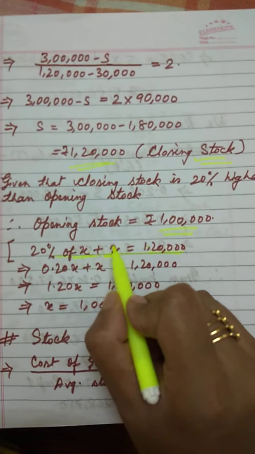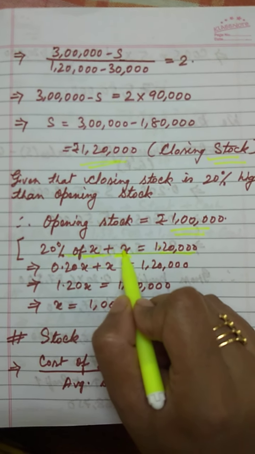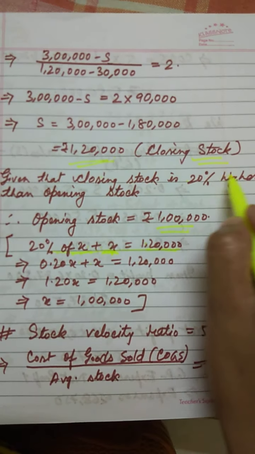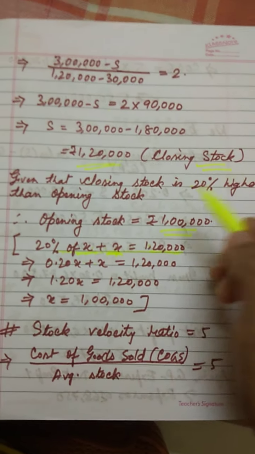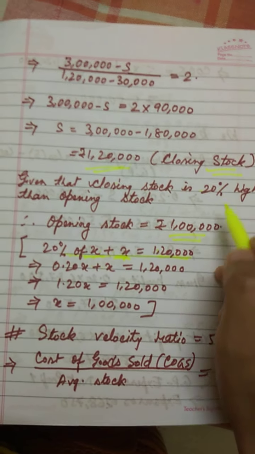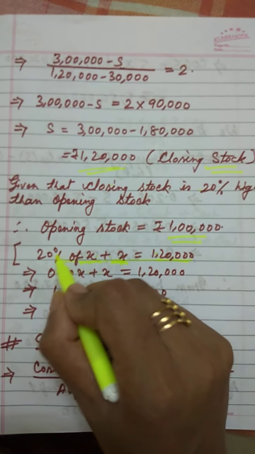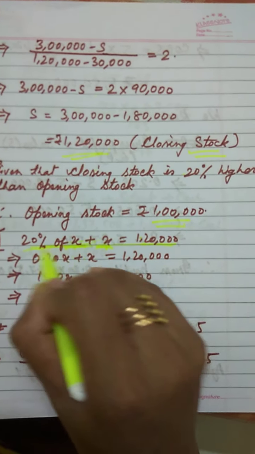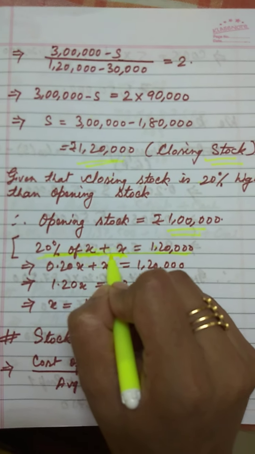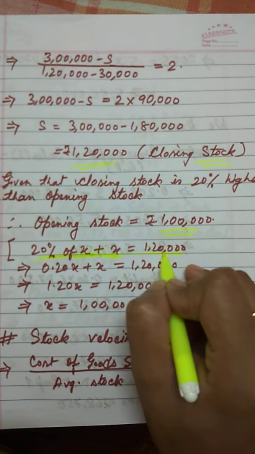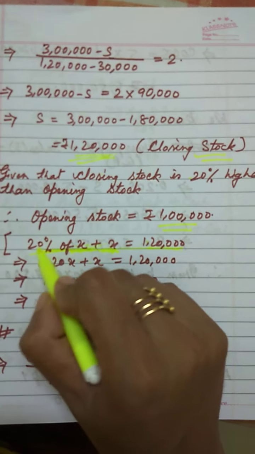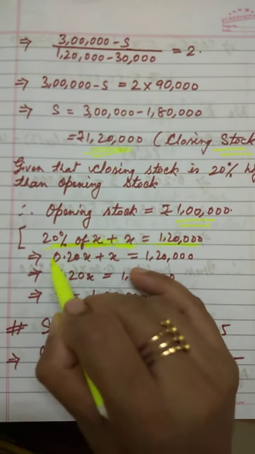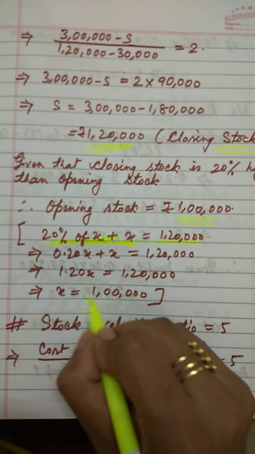I am repeating. We will assume that opening stock is X, and since it is mentioned that closing stock is 20% higher, that means 20% of X we have to add to the value of X. That's why we have done simply 20% of X plus X. This is the closing stock. We have formulated this equation by using the assumption of X for the opening stock. And this is equals to 1,20,000 that we have derived. So this is the closing stock equation, and this is equals to 1,20,000. Using this equation and solving for X, we have found out the value of opening stock.